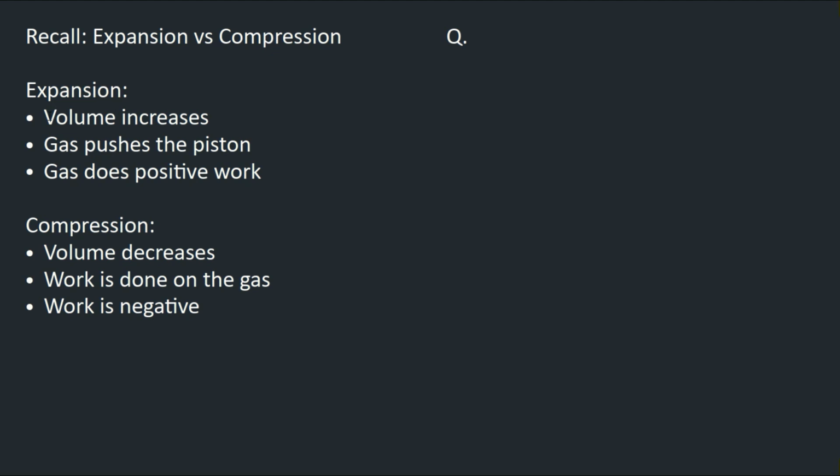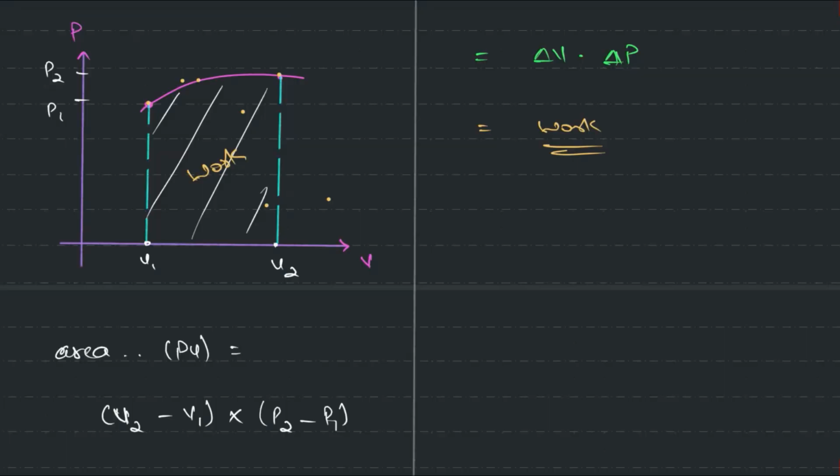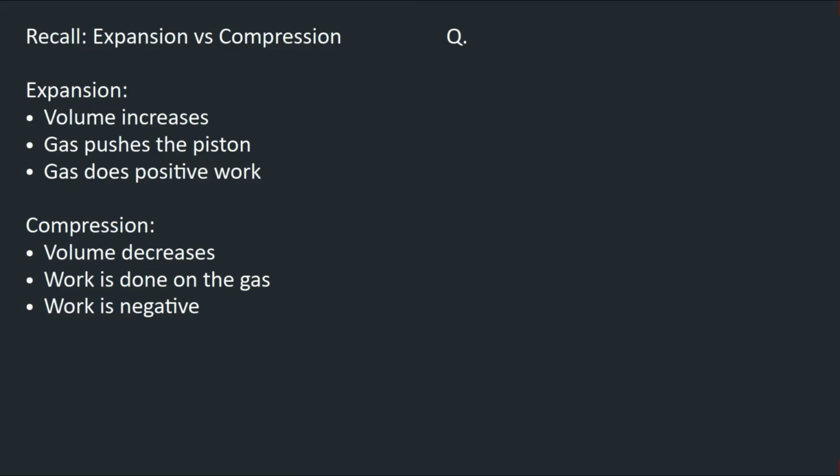So recall what expansion and compression are. When it comes to expansion, we are looking at volume increasing, the gas pushing the piston, and the gas does positive work. When it comes to compression, volume of course decreases, work is done on the gas and work is negative. Again, this is to do with your delta U. So delta U, remember, has negative W. If W has a negative value, say negative 10, then negative of negative becomes positive, telling us that the system gains energy because of the work. So don't get confused. It goes back to this formula and the sign convention.